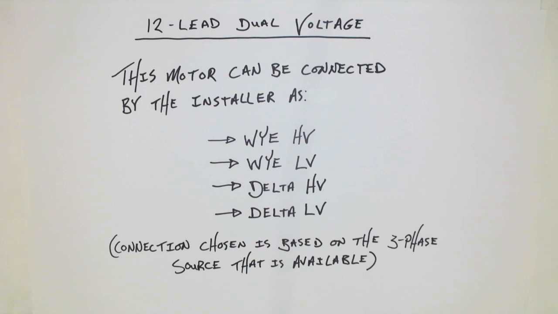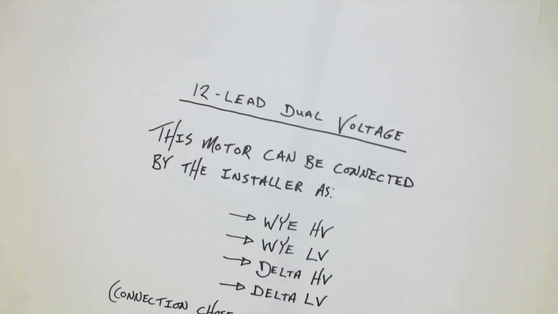Now, why would they produce such a beast? It's simply to allow for more flexibility. If they can sell one motor to 4 different individuals in 4 different countries for 4 different voltages, it brings the manufacturing costs down and reduces the stock that wholesalers need to have on hand. So the connection is chosen based on the 3-phase source that happens to be available. Well, let's take a look at how this is going to then take place.